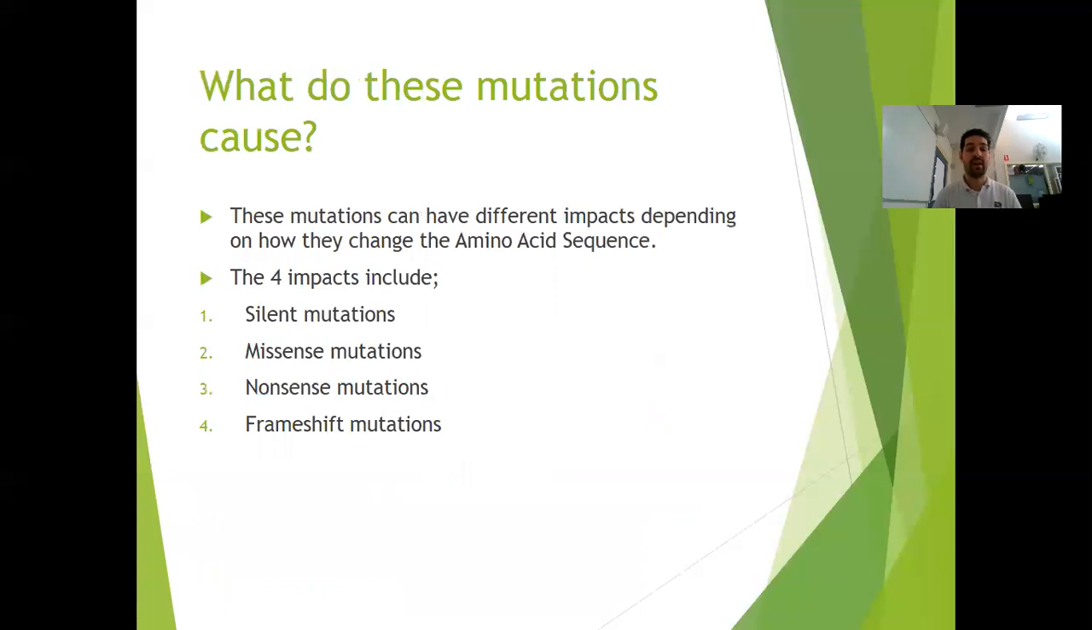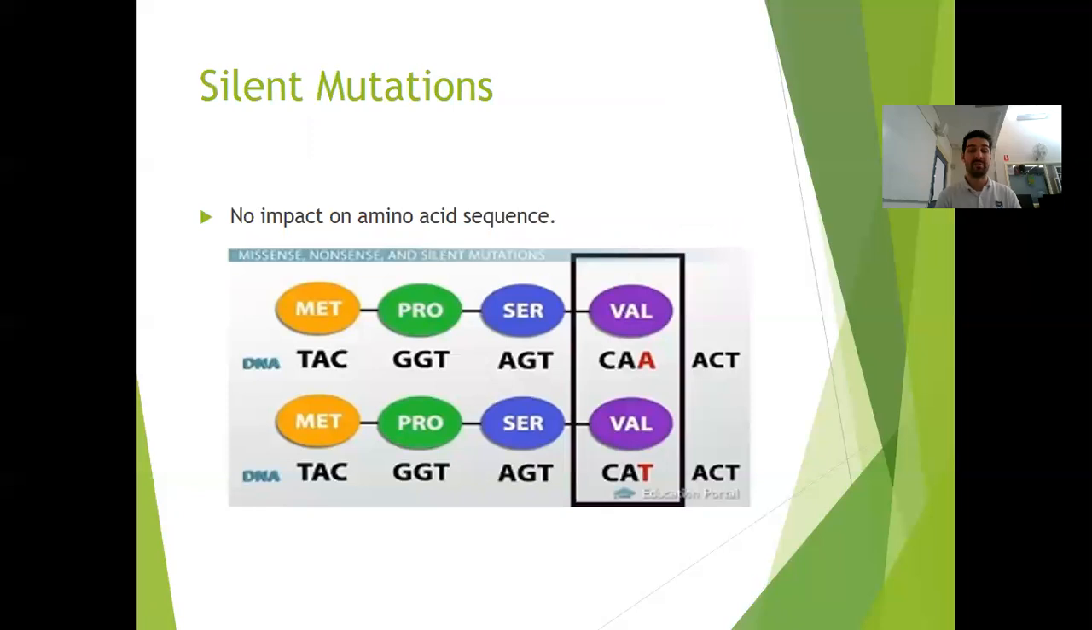So those mutations, the three different types, can have four different impacts. And those impacts depend on how it changes the amino acid sequence. So we've got silent, missense, nonsense, and frame shift. So a silent mutation is when there's no change.